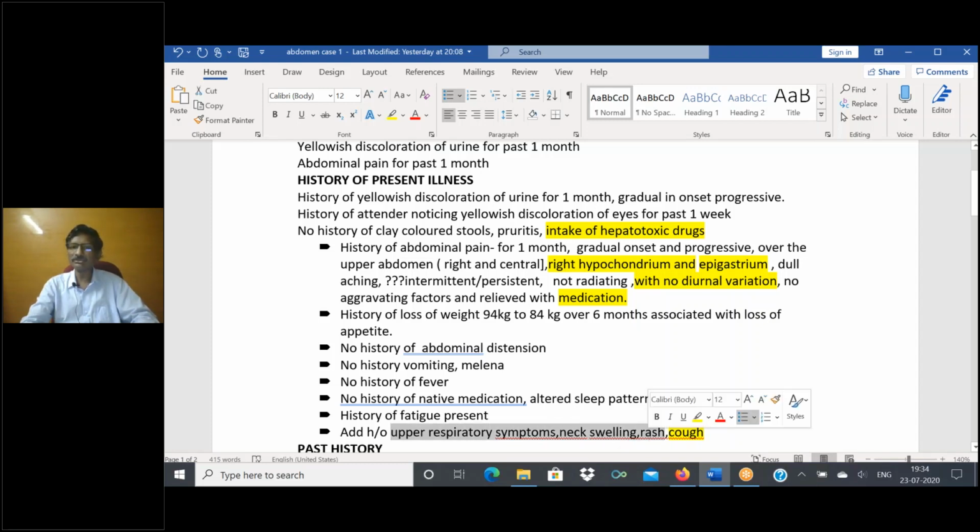So remember, skin should not be missed. Okay. So we'll go with that. I'll give you a green color there so that you are able to get it. So this is how you have to elaborate the history of presenting illness.